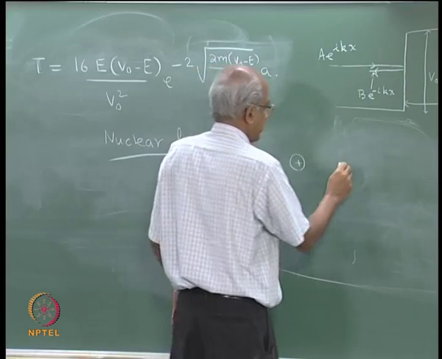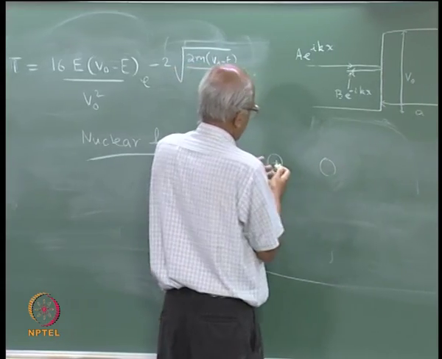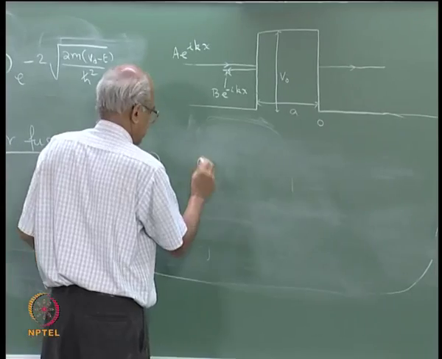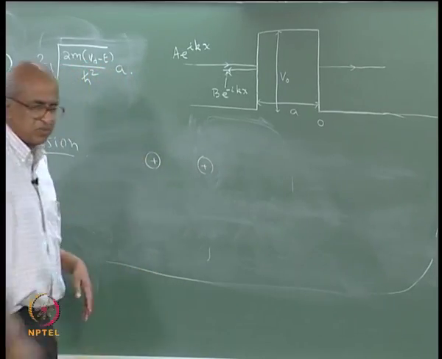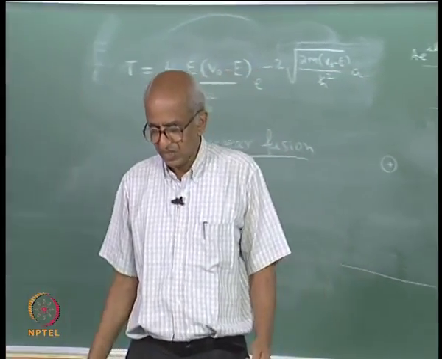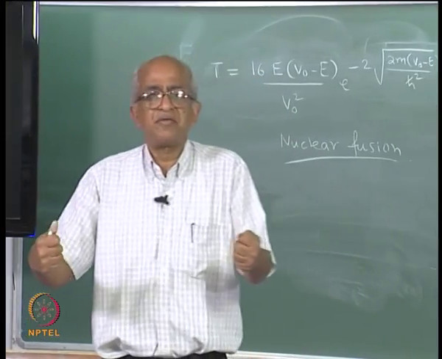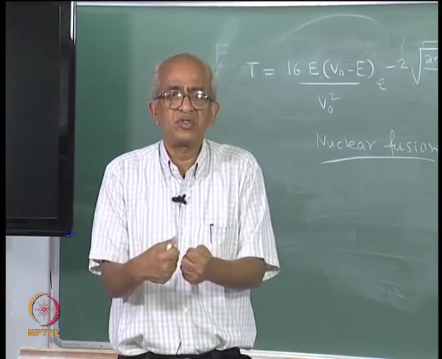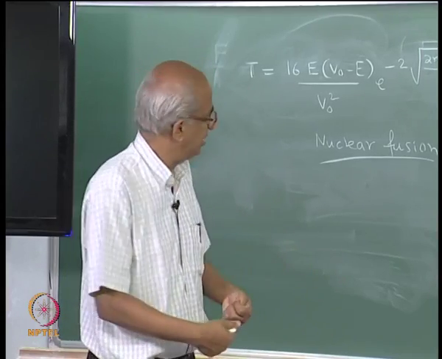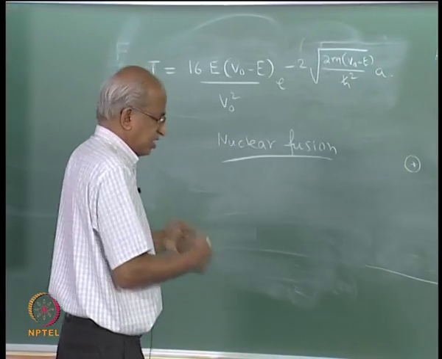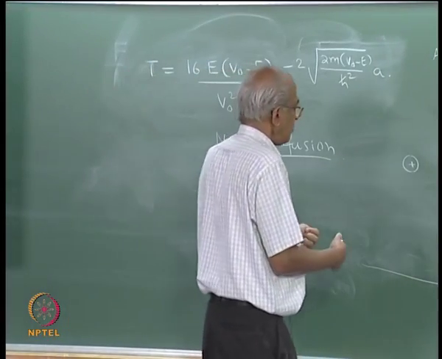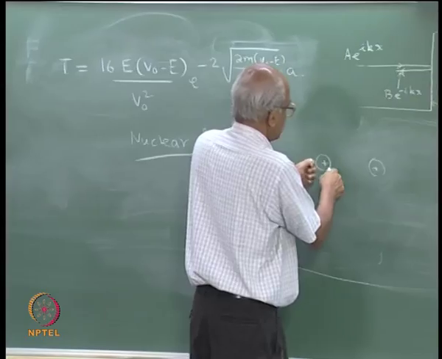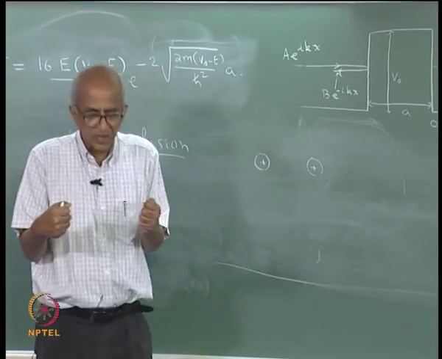The nucleus will be positively charged, here is another nucleus. It may not be a single positive charge, but just for the sake of simplicity, let me put one plus sign on each of them. So, these two nuclei have to come together and react to give a heavier nucleus, they have to fuse together. Because these are positively charged, there is repulsion between the two.